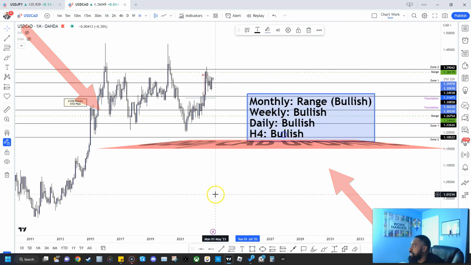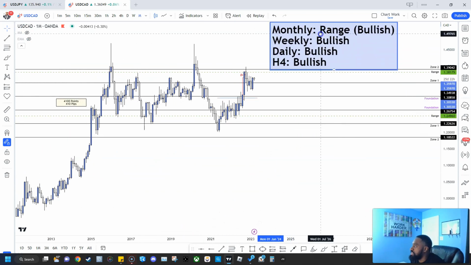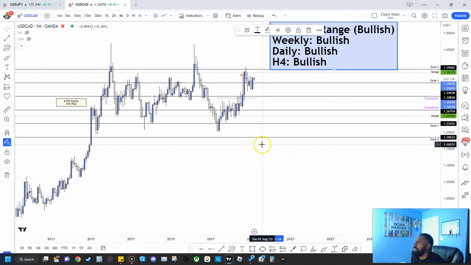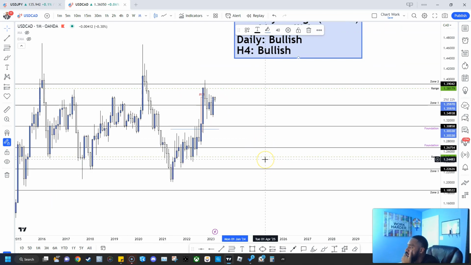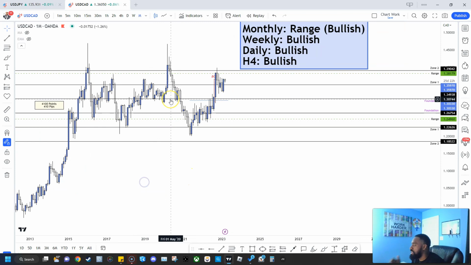We got the monthly time frame, USD CAD. So it is March 5th. USD CAD looks pretty bullish to me. It's in a range. I talked about that previously in our past videos, but for whatever reason, it struggles to break past this zone, 1.39042.